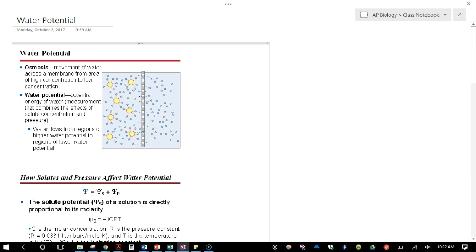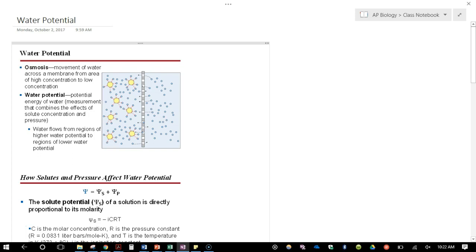Hi guys, I'm going to talk about water potential and just revisit that again. And I'm going to then go through a couple of different practice problems to make sure that you're comfortable with how to solve them. So the first thing that I just want to revisit is osmosis.